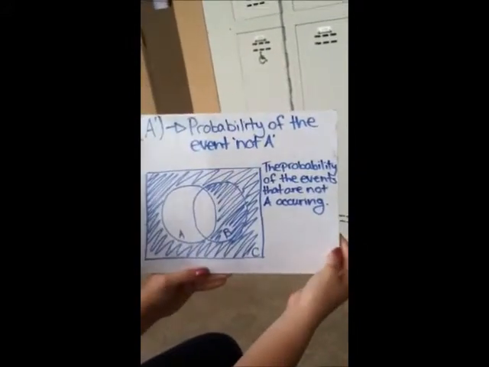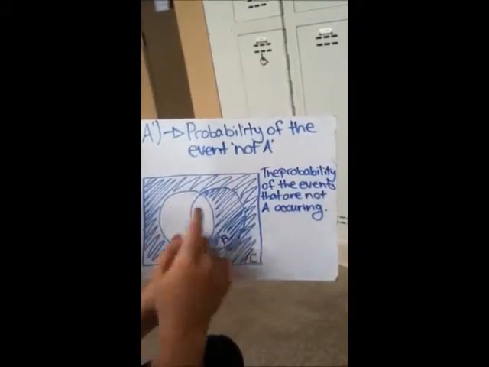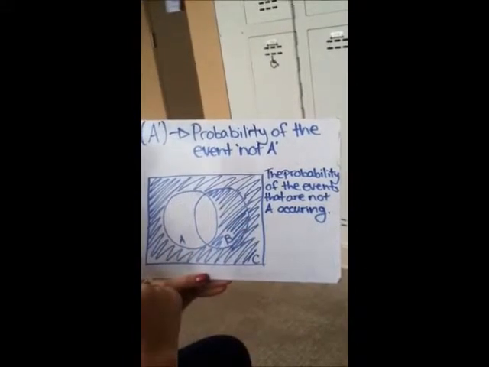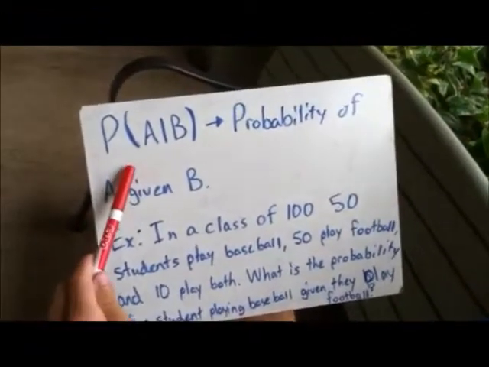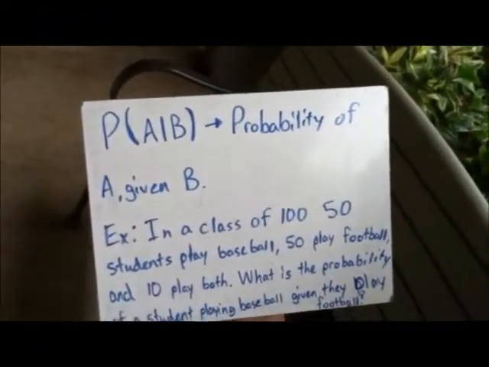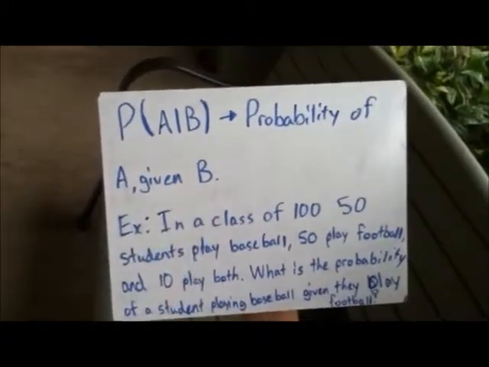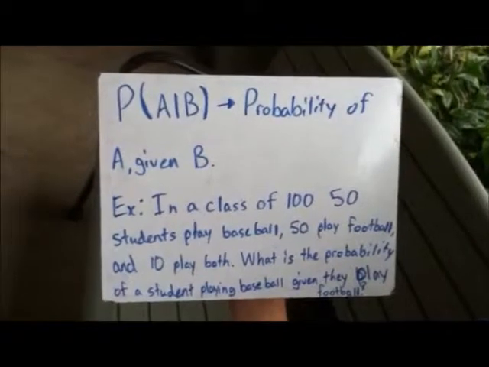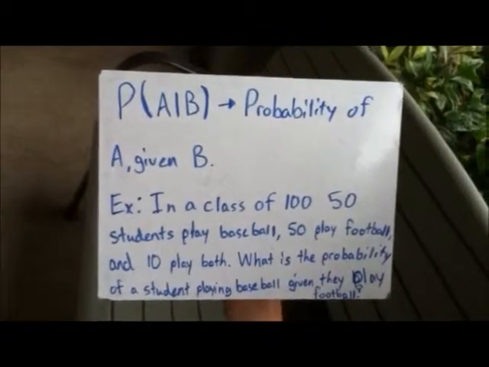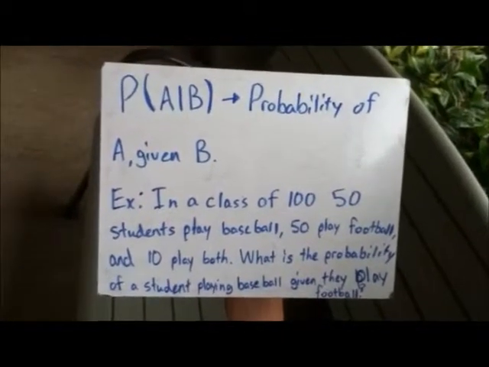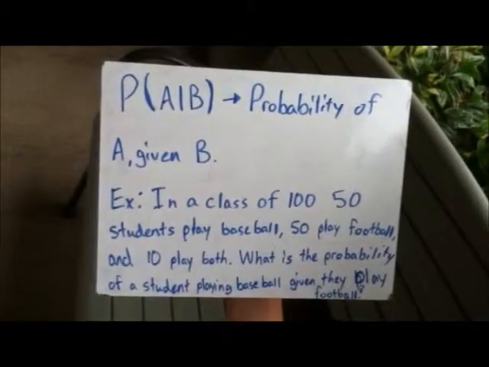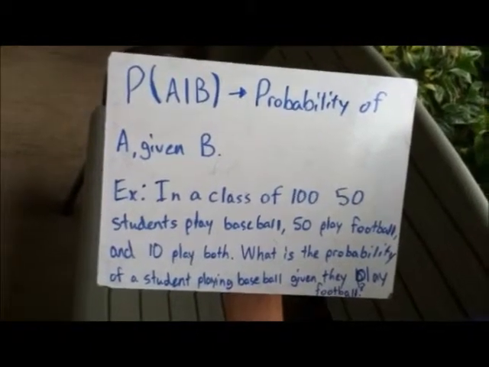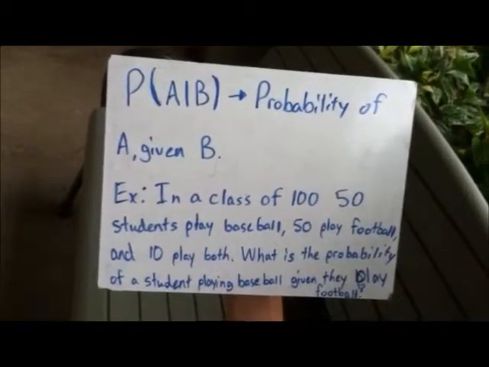That means that this represents the probability of the events that are not A occurring. This symbol represents the probability of A given B. An example would be in a class of 100, 50 students play baseball and 50 students play football, and 10 play both. So what would be the probability of a student playing baseball given they play football? And the answer is 2/5.